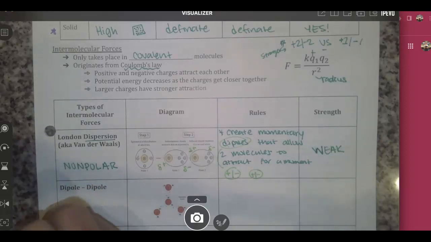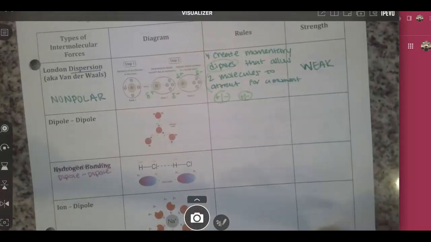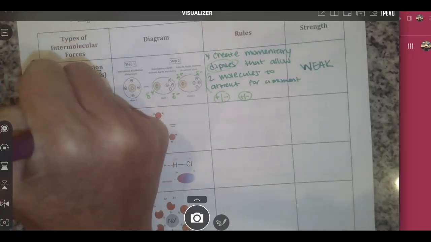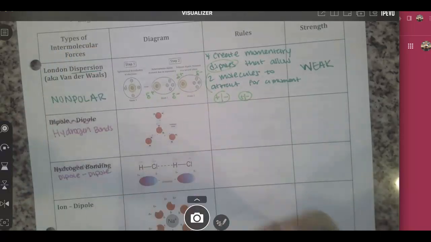Okay. Then we have dipole, and my pictures are off, so I'm actually going to switch this. This is going to become dipole. Okay, here we go. Dipole. And this will be hydrogen bonds.